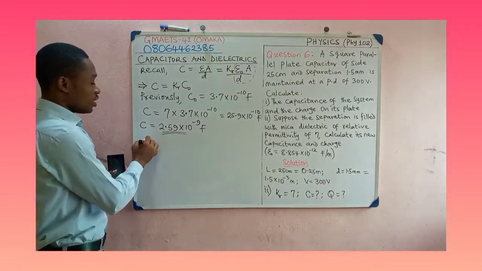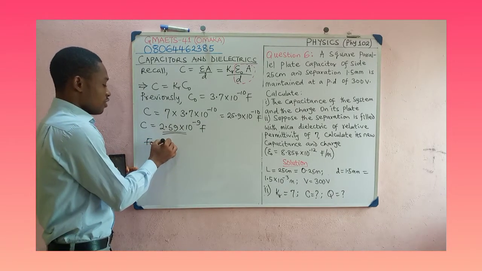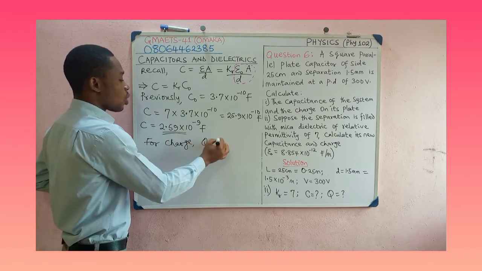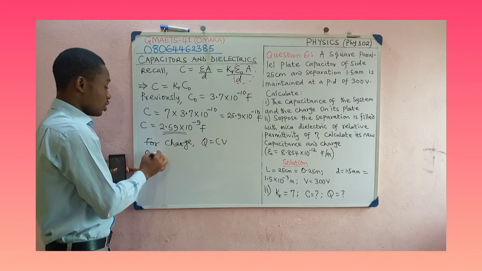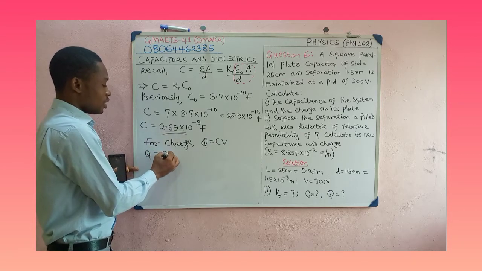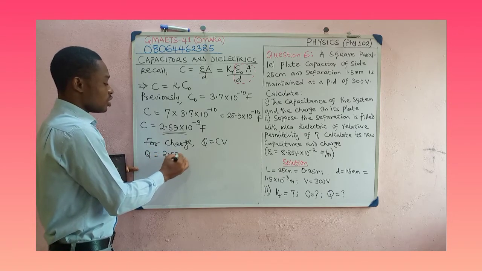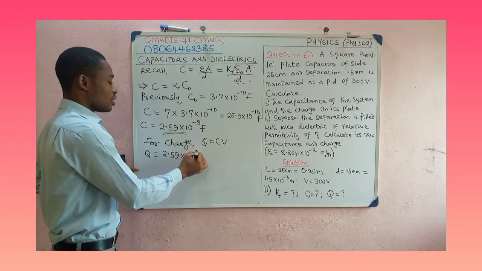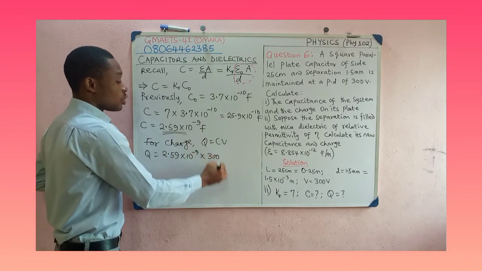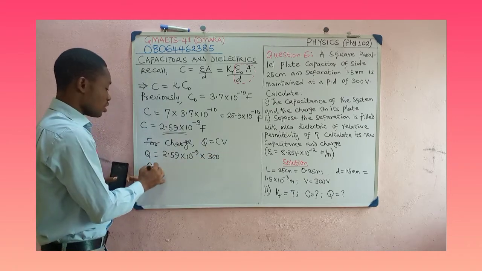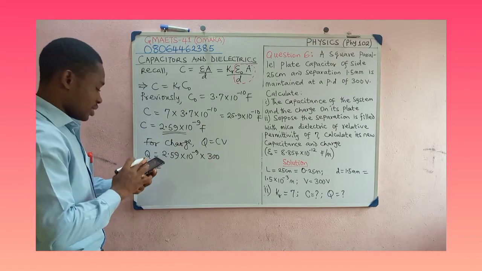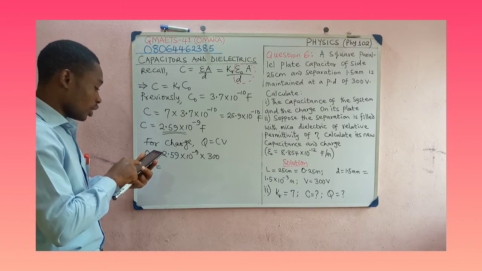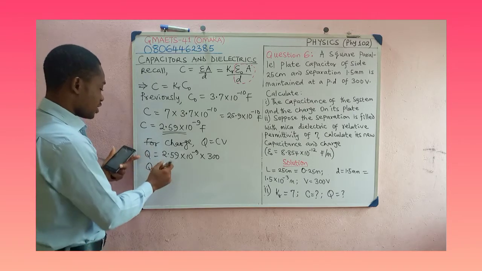Now, I want to calculate the charge in this case. For charge, we're going to recall that Q is equal to CV, so that our Q is now equal to the capacitance with dielectric of mica. That's going to be 2.59 times 10 raised to the minus 9. We shall multiply by 300, which is the given potential difference. And then, if we do this, let's see what we're going to get. 2.59 times 300.